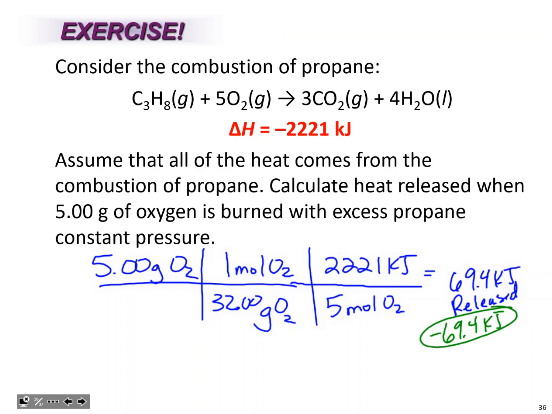Wait, what do we put for the first one? Either one would be fine. Yeah, but do you say released for the first one? Yes, because this is exothermic. I know it's exothermic because our delta H up here is negative, so the heat is being released. And it also says right here in our problem, heat released. So we also know it's exothermic. Okay. Yay, no more.